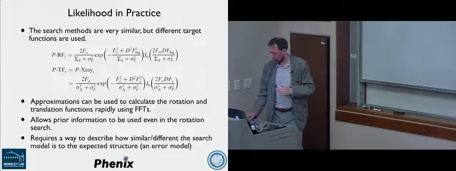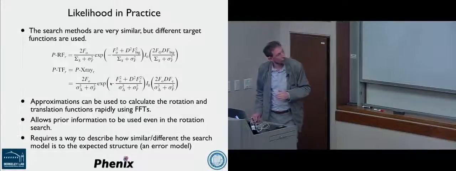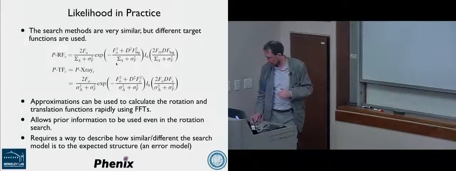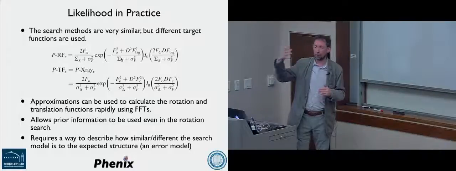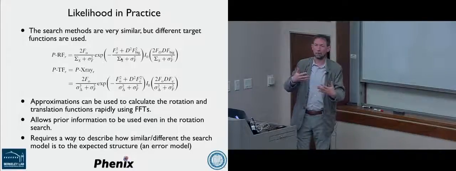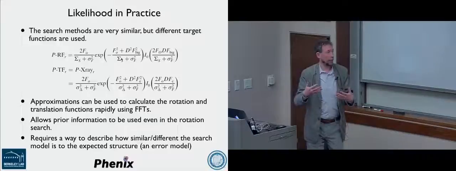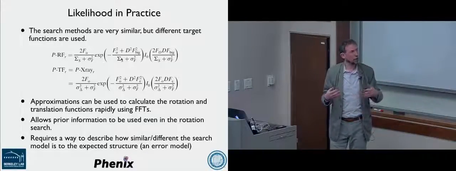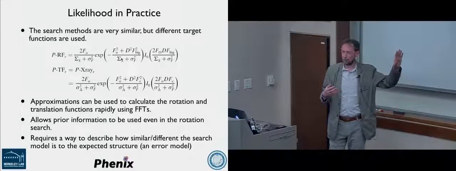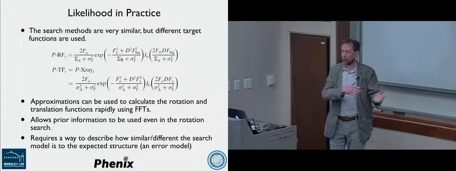So one thing to realize about these equations here is some of these variance terms, this sigma s, for example, they're saying something about how well we believe our search model matches what's in the crystal. And that's an important thing because it allows us to account for the fact that there's a difference. But it also means that the program needs to know something about those variances before it knows where the molecules are and before it knows the answer about what's in your crystal.